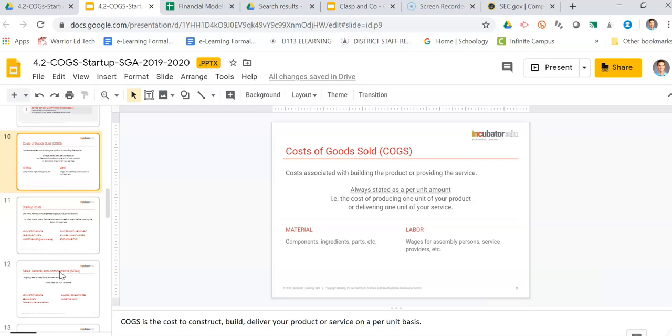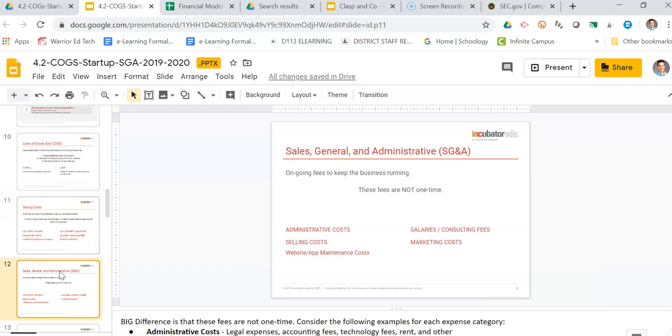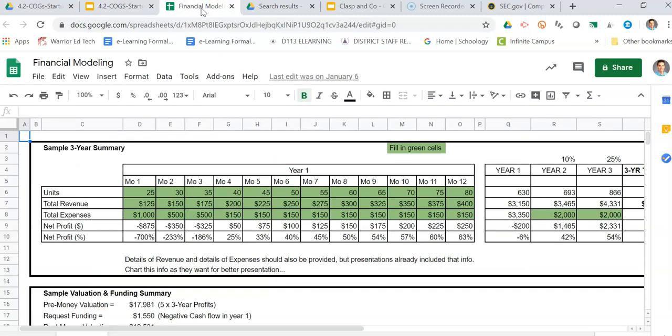Once they identify these three cost buckets and what their numbers are, I will share this financial model that I use, and it's very simple. It's just a one-pager in Google Sheets. What I have them do is decide how many units they think they're going to sell in each month for the first year. So they're going to come up with a number each month.